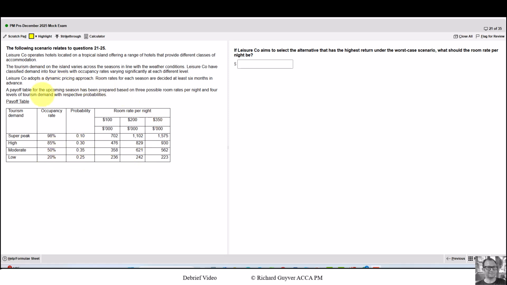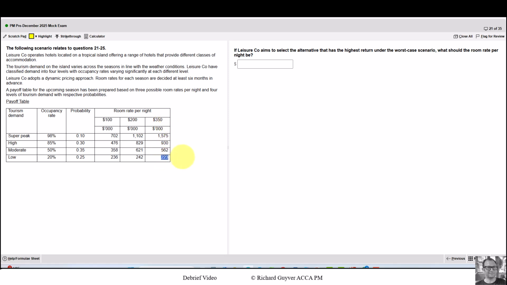Make sure when you are building a payoff table, you build it so the decision they make is sitting along the top here. And then the question we need to ask ourselves: if room rates were 100 per night, what's the worst possible outcome? And it's this one here, 236. If they were 200 a night, what's the worst outcome? It's 242.